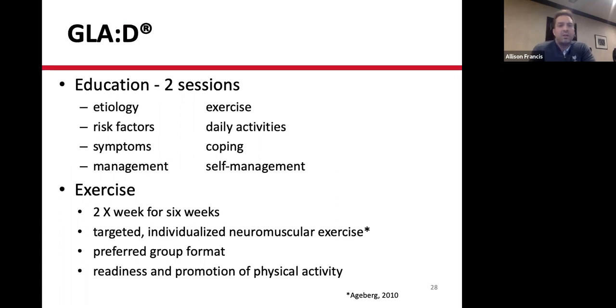development. So what we do in these education sessions is we talk about the risk factors, symptoms, the etiology, management, exercise, daily activities, coping, and self-management. And our exercise program is done twice a week for a 6-week period of time with all the exercises that Ali was mentioning, but a special emphasis on these neuromuscular exercises.